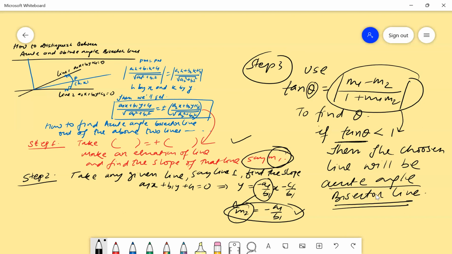So just try to remember these 3 steps, and you can easily find out whether the plus sign bisector is the acute angle bisector or the obtuse angle bisector. If the chosen one is acute, then the remaining one is obtuse. If the chosen one is obtuse, then the remaining one is acute.